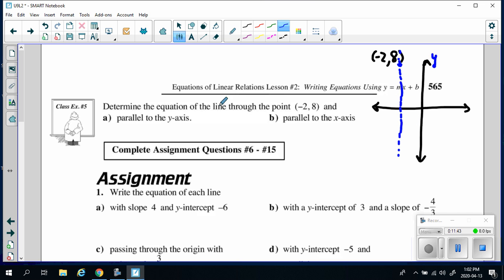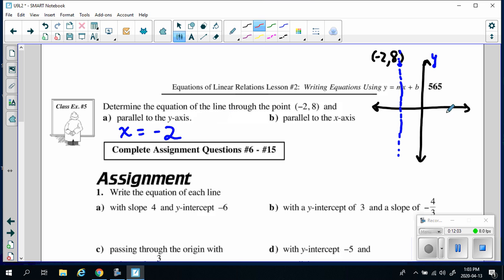So if it's a vertical line, I learned in the previous example that a vertical line is going to say x equals something. Well, what is that x going to equal in this case? Depends on what the x coordinate is over here. And the x coordinate is -2. So that's the equation of this line.